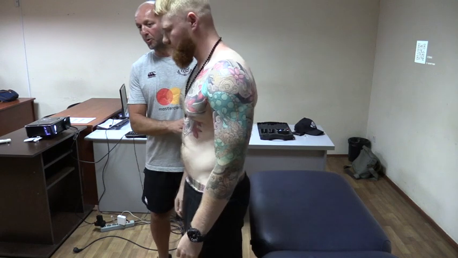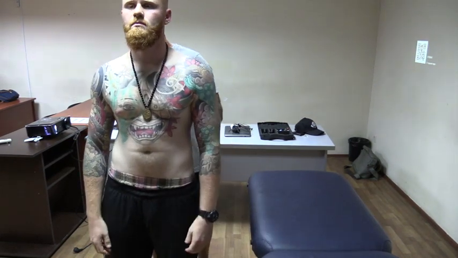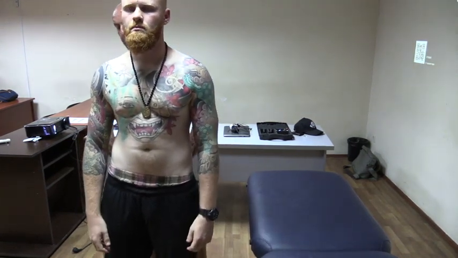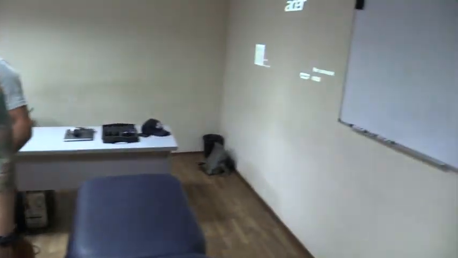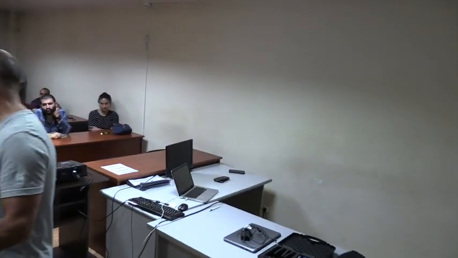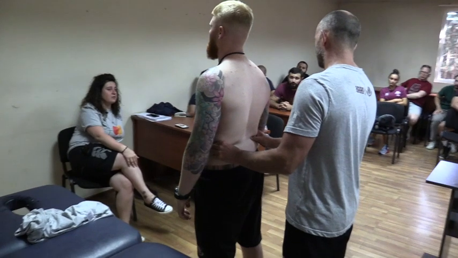Okay. So what we're going to do is look at the lumbar spine and pelvis. The pelvis in sport is critical. It's your number one reason for most lower limb pathology.